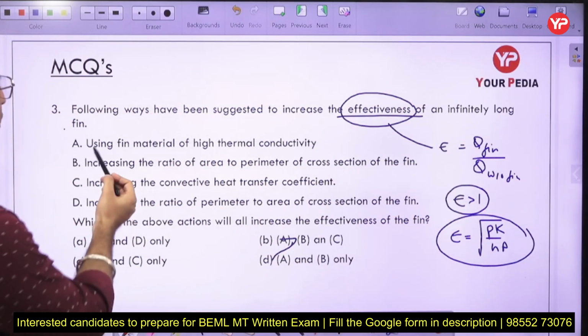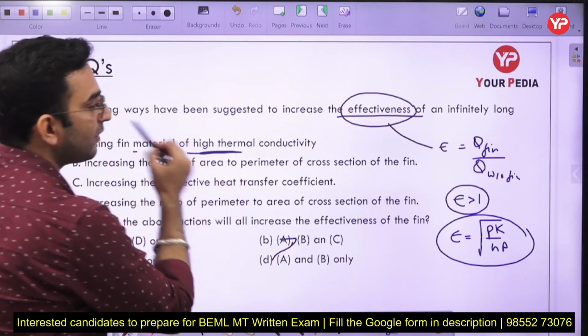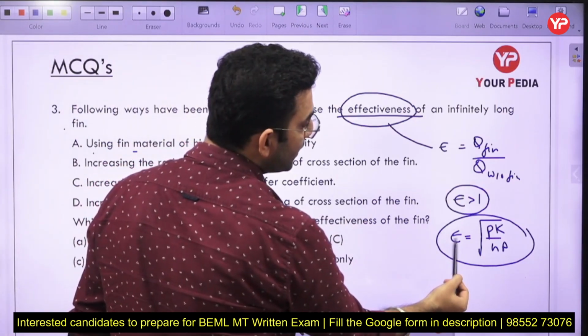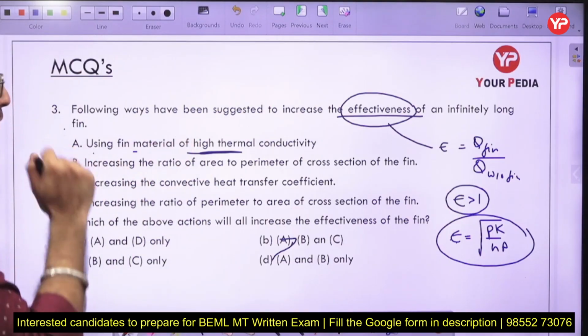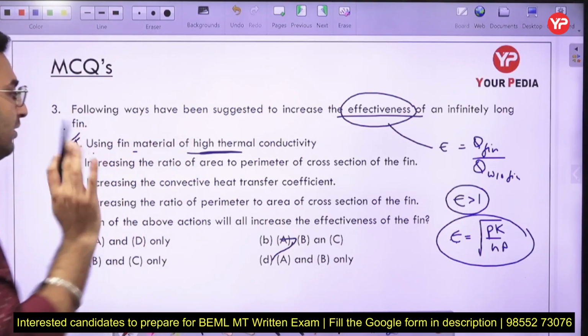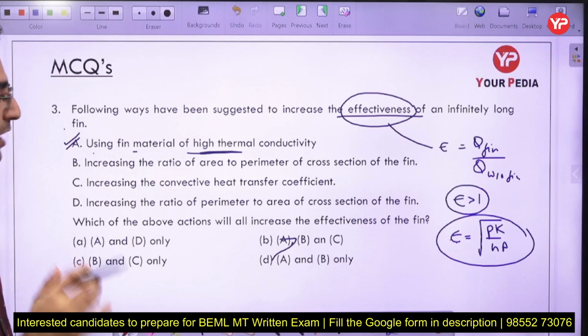In the first part, using the fin material of high thermal conductivity, you can see the effectiveness is directly proportional to the thermal conductivity here. So the higher the thermal conductivity, the higher will be the effectiveness. So statement number A is the correct one here.